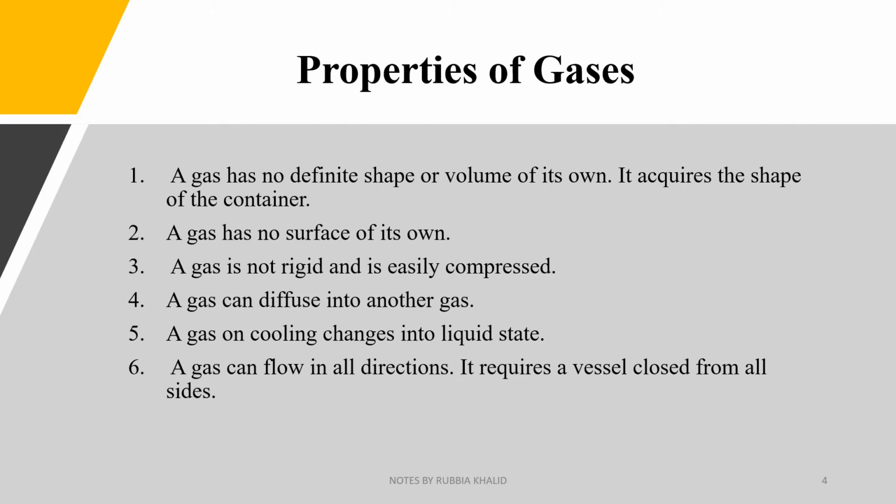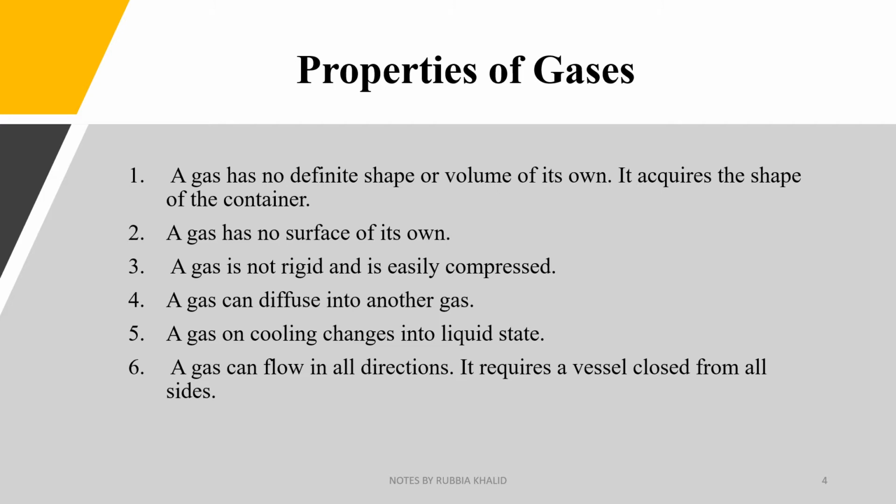Property of gas number 2: a gas has no surface of its own. Why? Because molecules escape from an open container. The third point is that a gas is not rigid and is easily compressed. The reason is that intermolecular separation is very large in the gas state, which can be decreased by applying pressure.